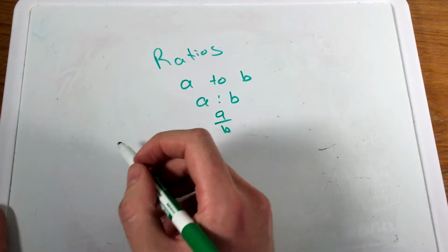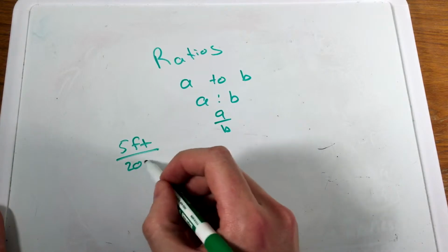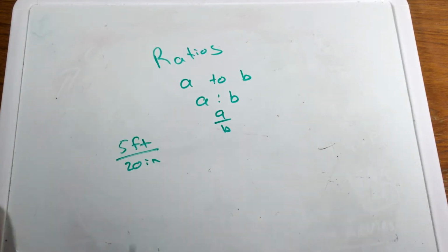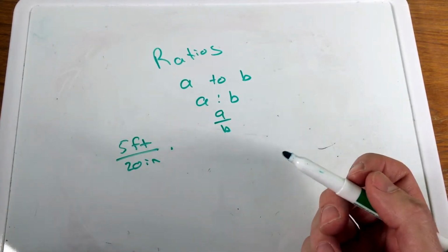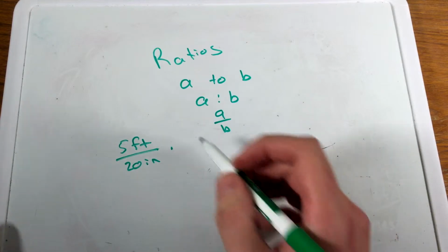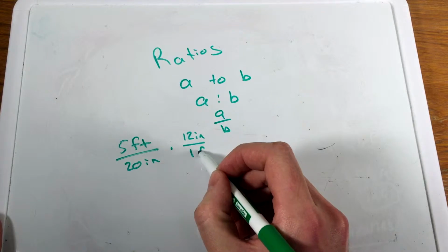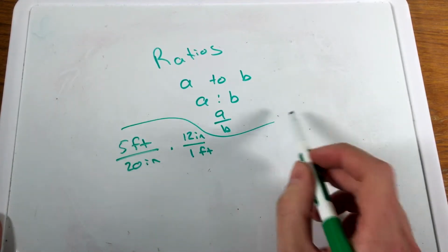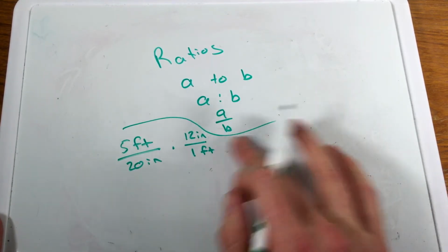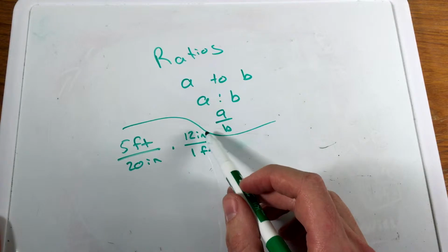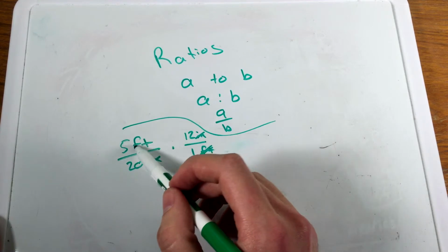So if I was to simplify 5 feet to 20 inches, and I wanted to find the ratio of this, I would first want to convert the 5 feet and 20 inches into a common unit. So I'm going to make it both inches. So I know that there's 12 inches per 1 foot. Okay? 12 inches per 1 foot, like so. And so by setting up this way, I put inches over feet, I can cross off our units, inches, our feet units cross off.